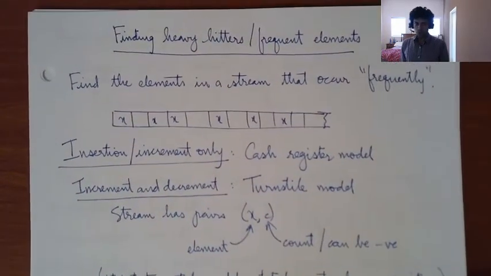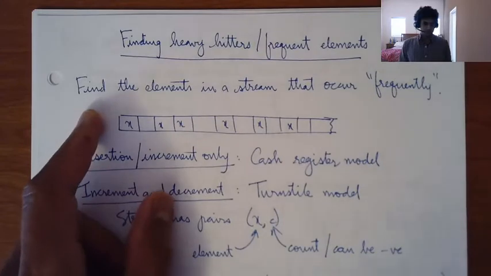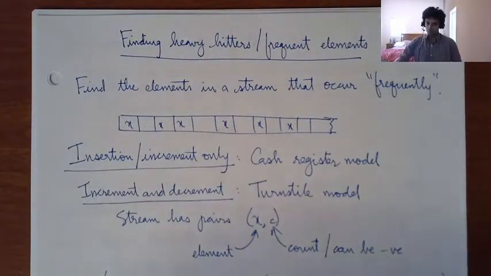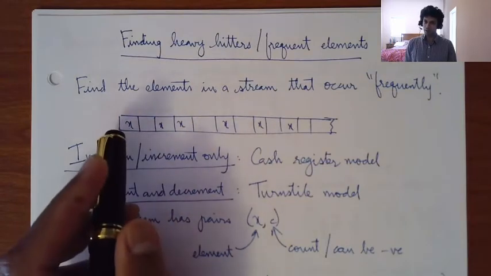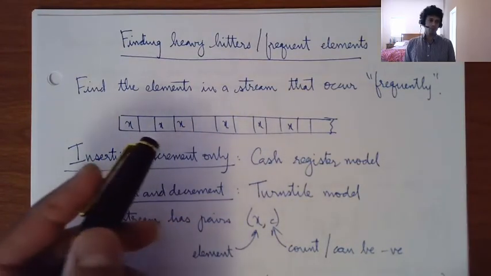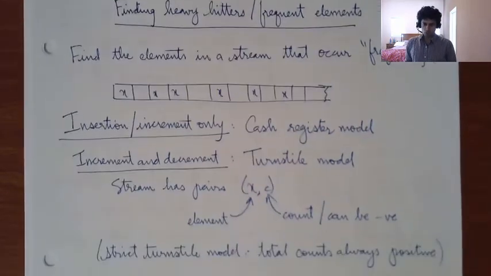So in today's lecture, we're going to talk about finding heavy hitters and a classic sketch for this called the count-min sketch. So let's recall what the problem is. You want to find the elements in the stream that occur frequently. You're seeing a stream of elements, and for example, X appears many times, and you'd like to detect X.